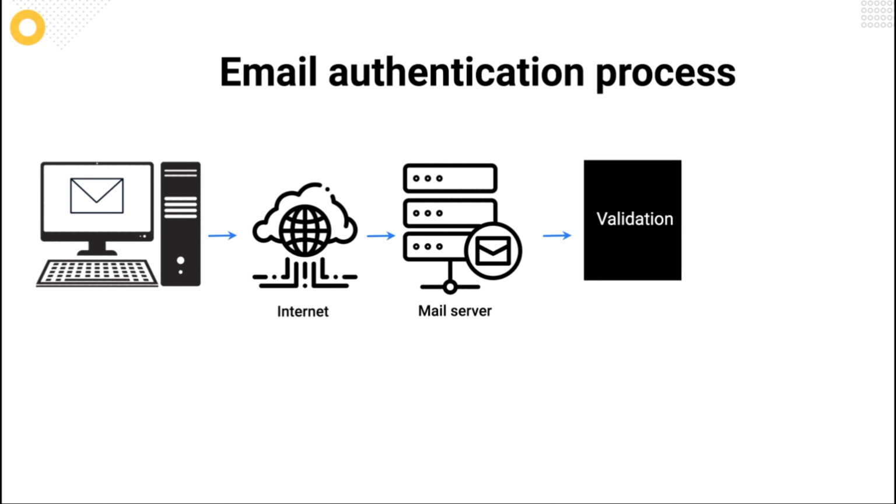3. The receiving mail server processes the incoming message. It then queries the sender's DNS entry for the relevant authentication information, which it uses to validate the authentication. 4. The receiving mail server uses the authentication information to validate the incoming message.